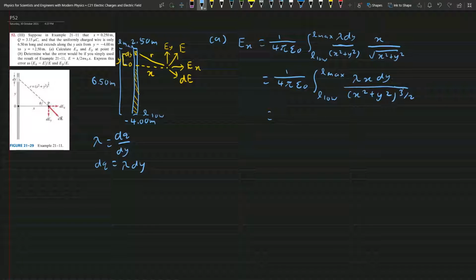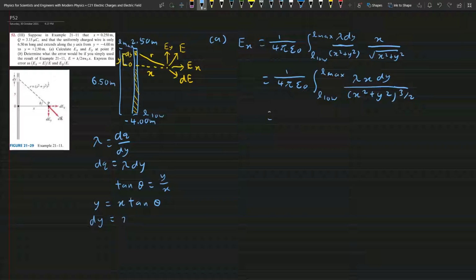Now to perform this integration, we are going to use tangent theta equals y over x. So y will equal x tangent theta. So dy will equal x sec square theta d theta. Now we complete our substitution. Now we change this dy into this d theta.